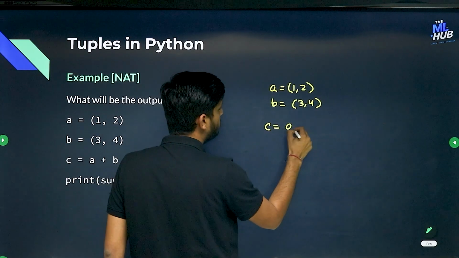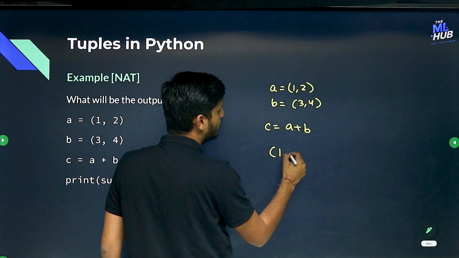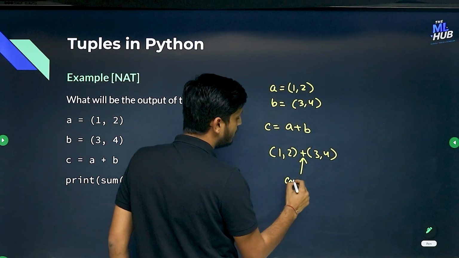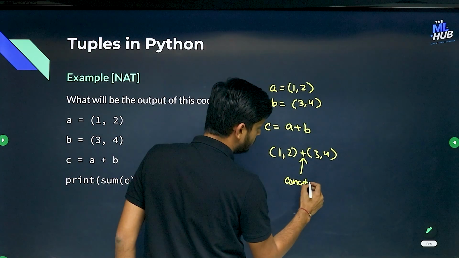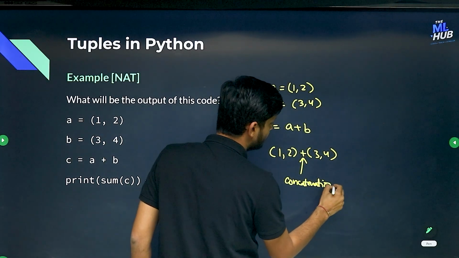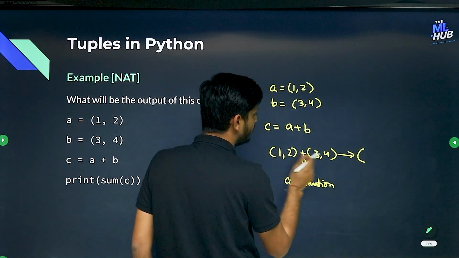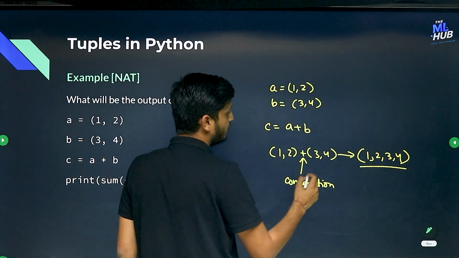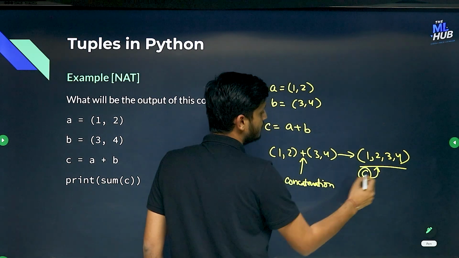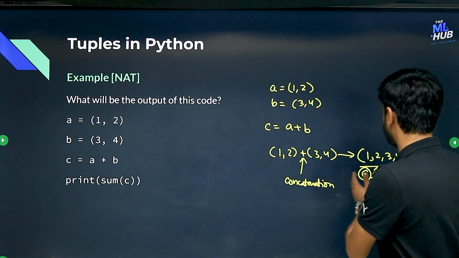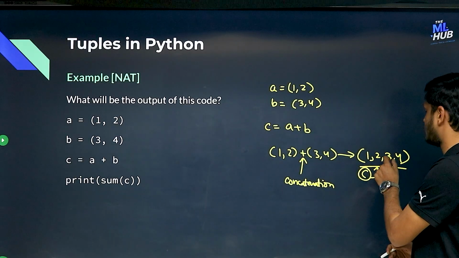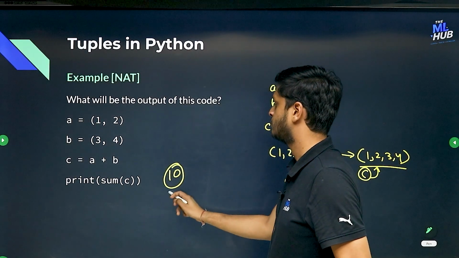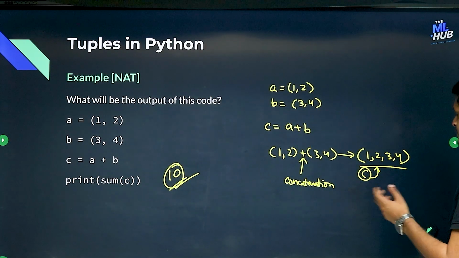When you do c = a + b, if I add two tuples, what happens? Concatenation happens. The addition operator in tuples is overridden by concatenation. We have seen that. So another tuple will be created in which the elements will be 1, 2, 3, 4. And this will be assigned to variable c. Now when you print sum of c, sum of the elements inside this tuple will be printed, which is 4 plus 3 plus 2 plus 1, which is 10. So the output will be 10. Okay. So this is what will happen here.